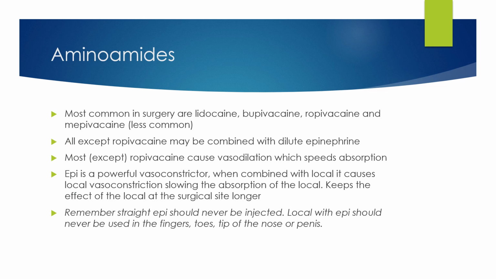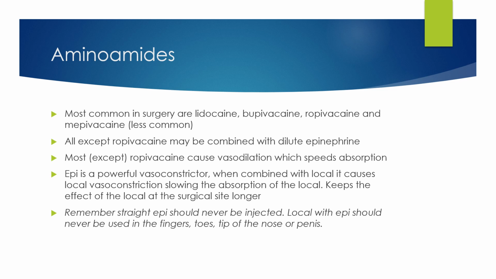Okay, moving into the amino amides. The most common used in surgery are lidocaine, bupivacaine, ropivacaine, and mepivacaine, which is much less common. So a key factor to remember, an easy way to remember our local agents: all of the local anesthetics are going to end in that caine. They will always have C-A-I-N-E at the end, and that indicates that it is a local anesthetic.